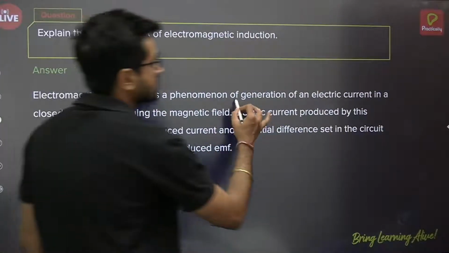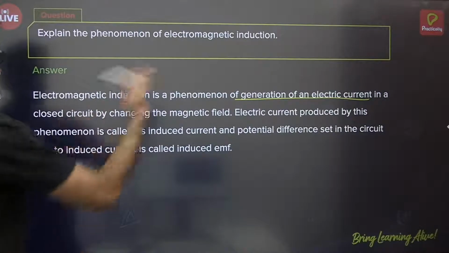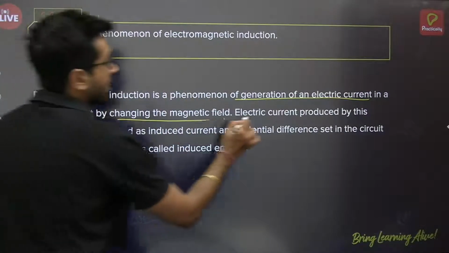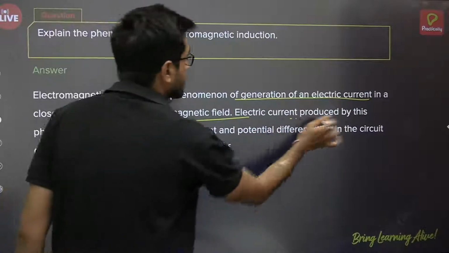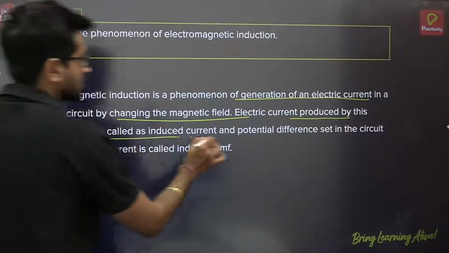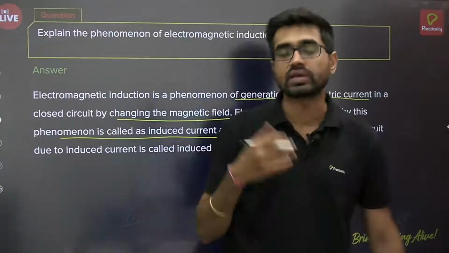It's a phenomenon of generation of electric current. I told you a current is induced or created or generated by changing the magnetic field. Change in the magnetic field, this is the word that you should remember. Electric current produced by this is sometimes called induced current, and this potential difference is called induced EMF. This is obviously the case.